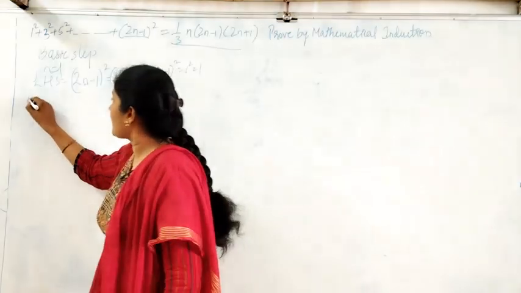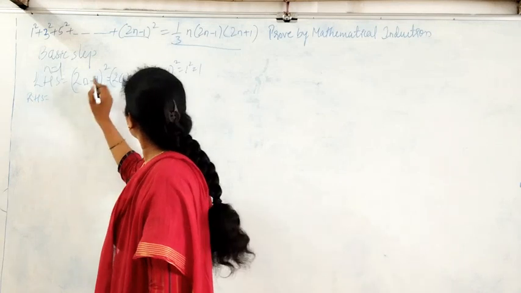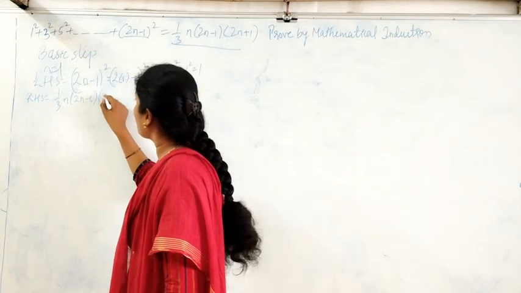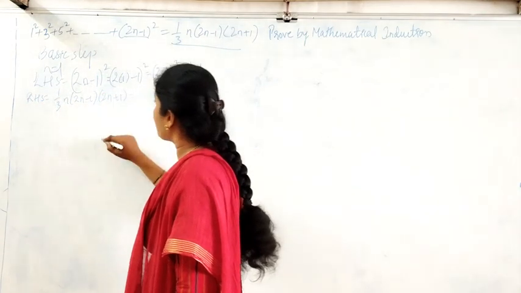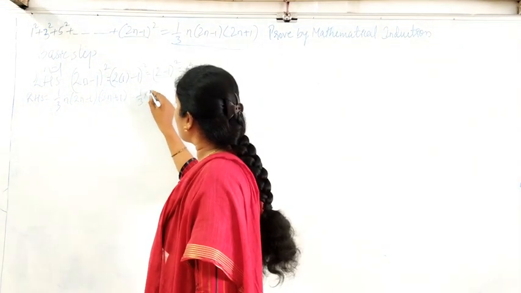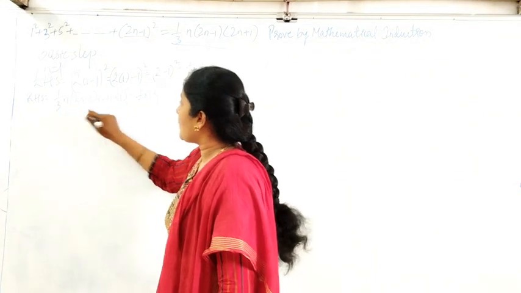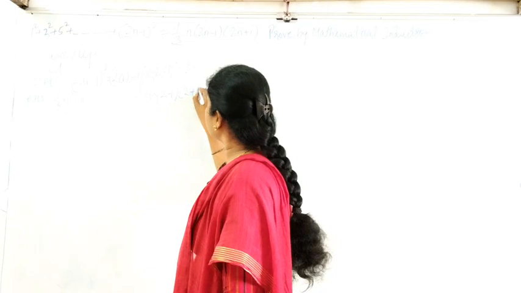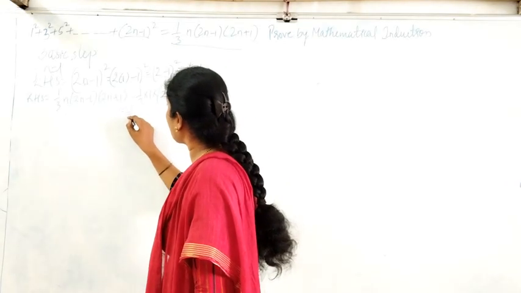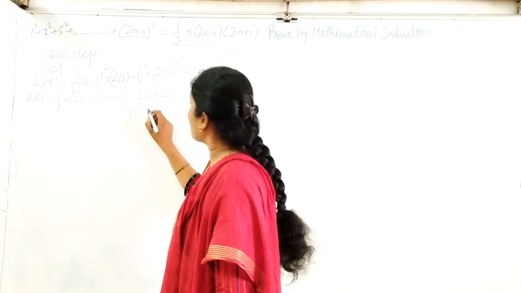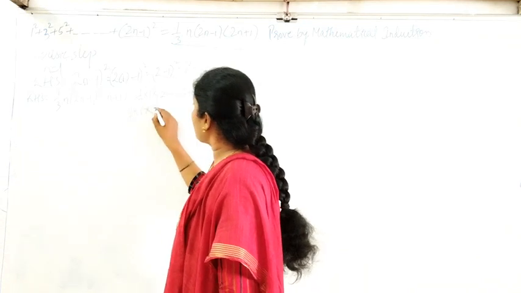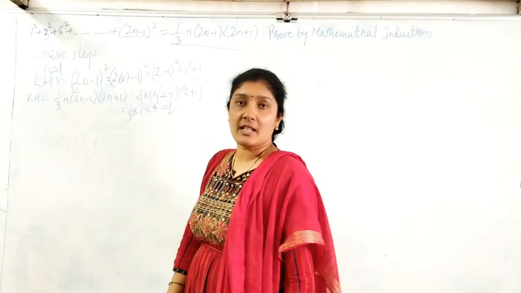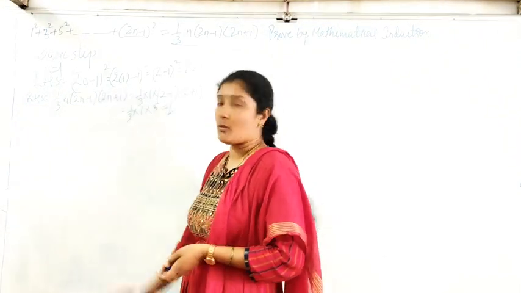Now RHS. So what is there in RHS? 1 by 3 n into 2n minus 1 into 2n plus 1, that is equal to 1 by 3 into 1, 2 into 1 is 2, 2 into 1 is 2. Now this is 1 by 3 into 2 minus 1 is 1, 2 plus 1 is 3, 3 get cancelled, it is 1. Therefore, the basic step is verified, that is LHS equal to RHS.